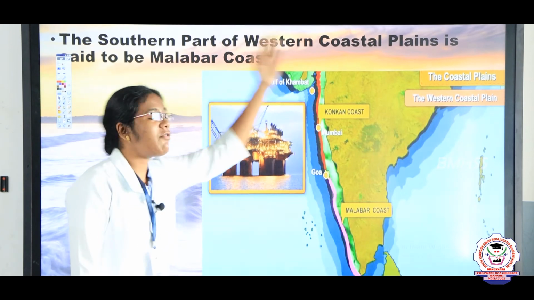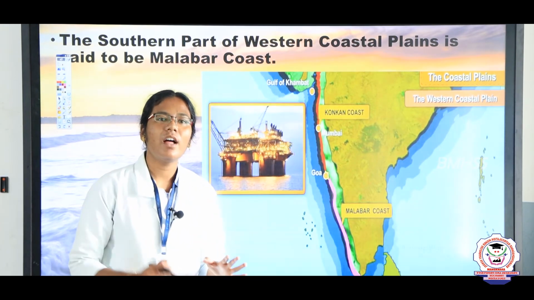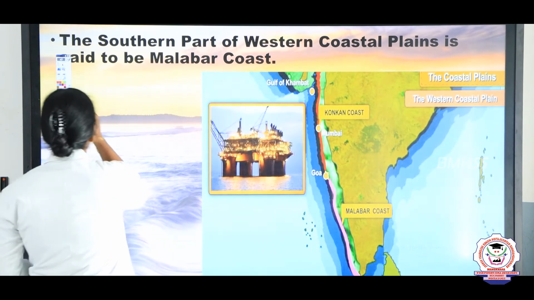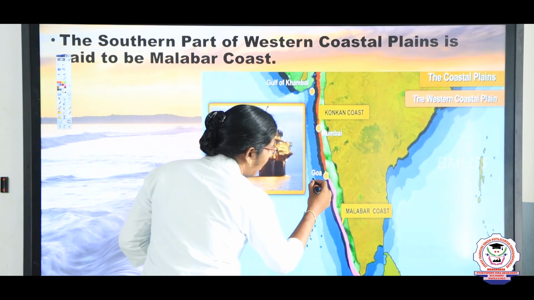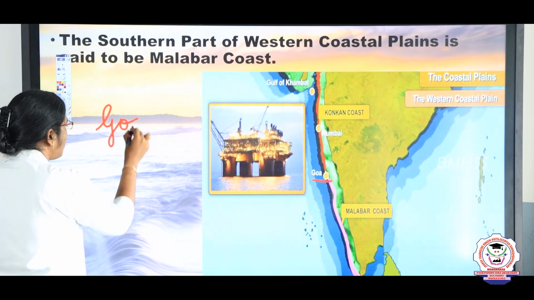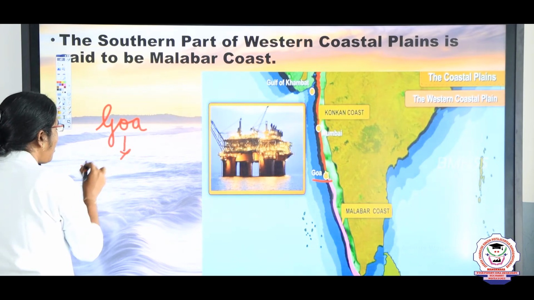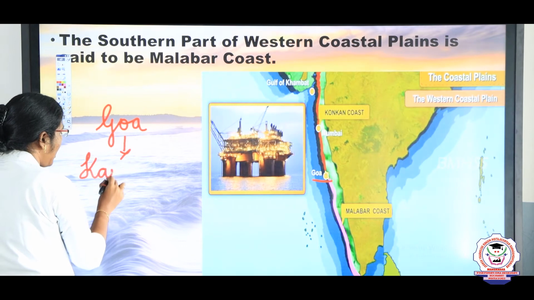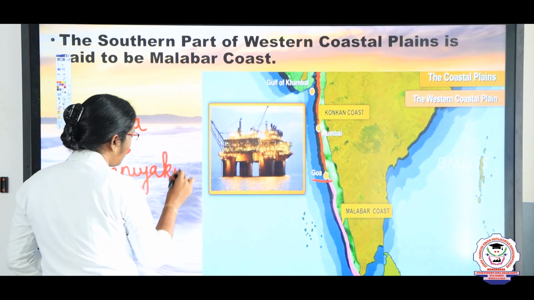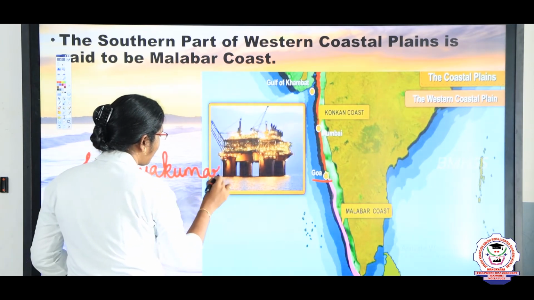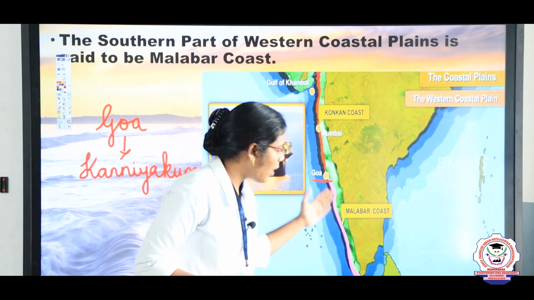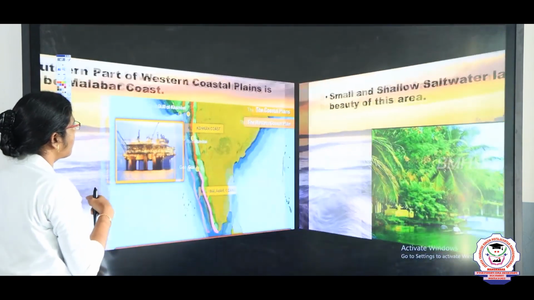The southern part of the western coastal plain is said to be the Malabar coast. The Malabar coast lies in between Goa to Kanyakumari. K-A-N-N-I-Y-A-K-U-M-A-R-I.